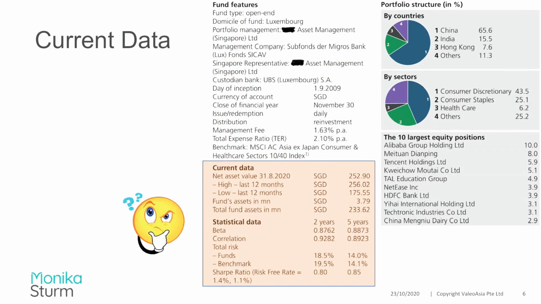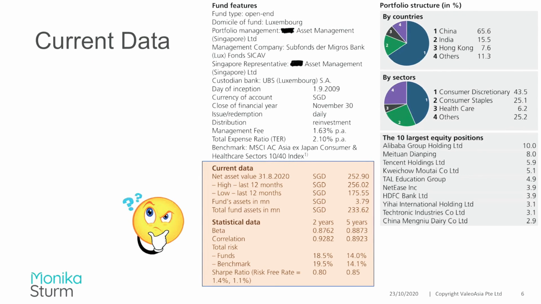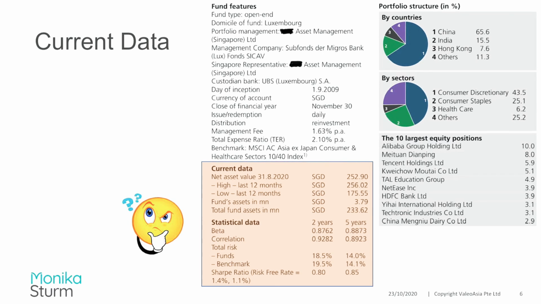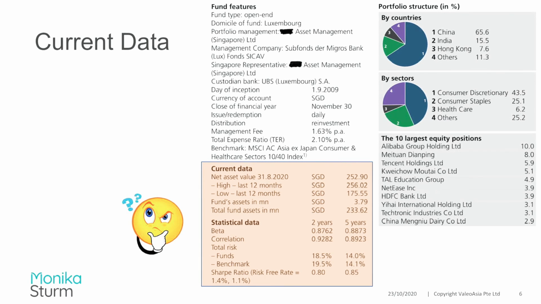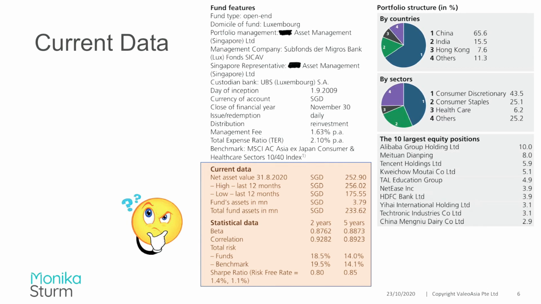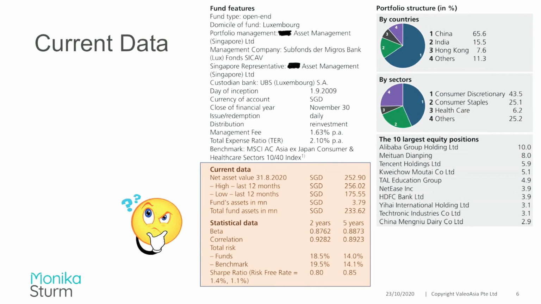Aside from the characteristics, you want to look at the fund's current data. This section here gives you the net asset value of the fund at a specific date. On this fact sheet you can see that the per unit market value or price of the fund was $252.90 on the 31st of August. It also tells you the highest and lowest per unit value over the past 12 months, so you can compare where the price of the fund is now.